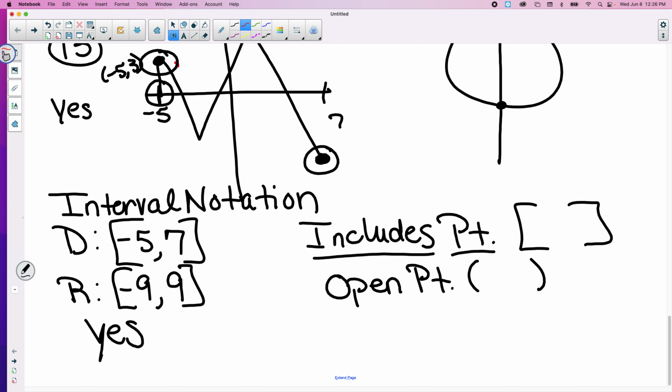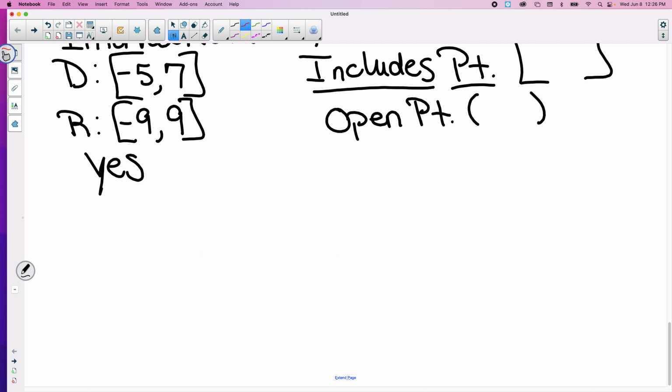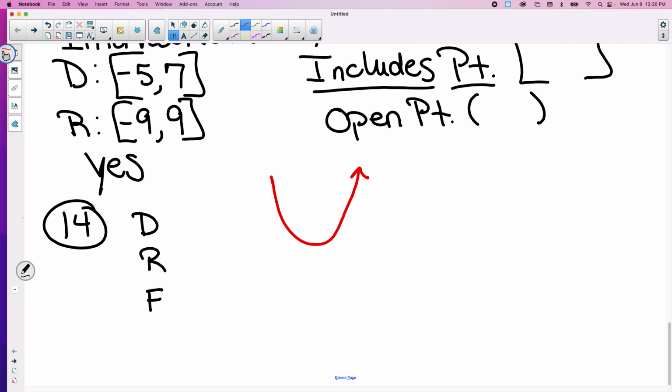Okay, so let's try another one here. Look at 14. So does it pass the vertical line test? It does. There's enough of a curve, this is not like a horizontal line there. It curves like this and it keeps curving out. So it passes the vertical line test.